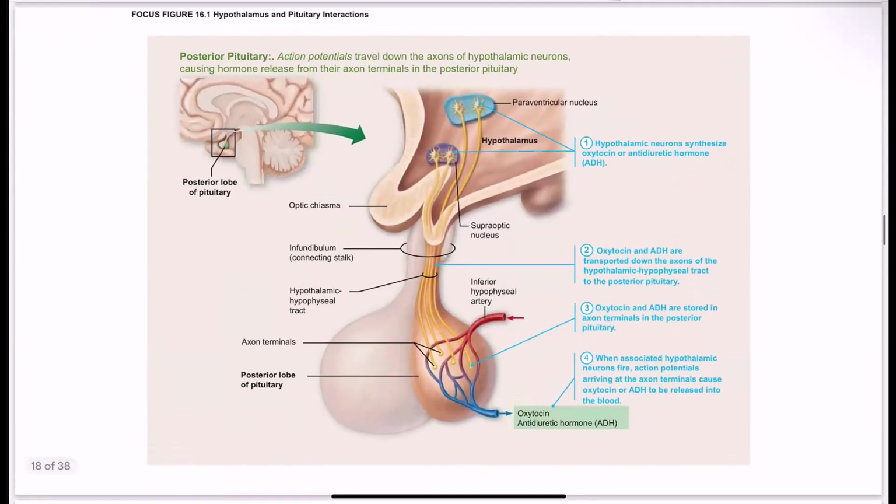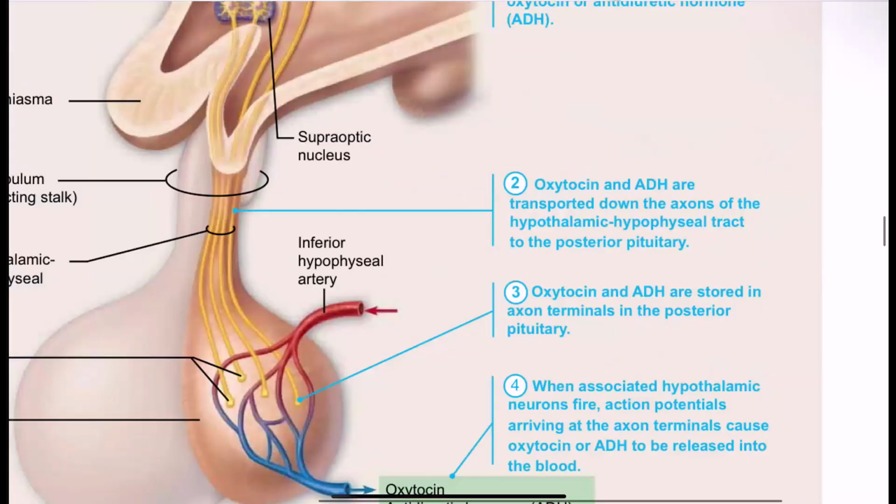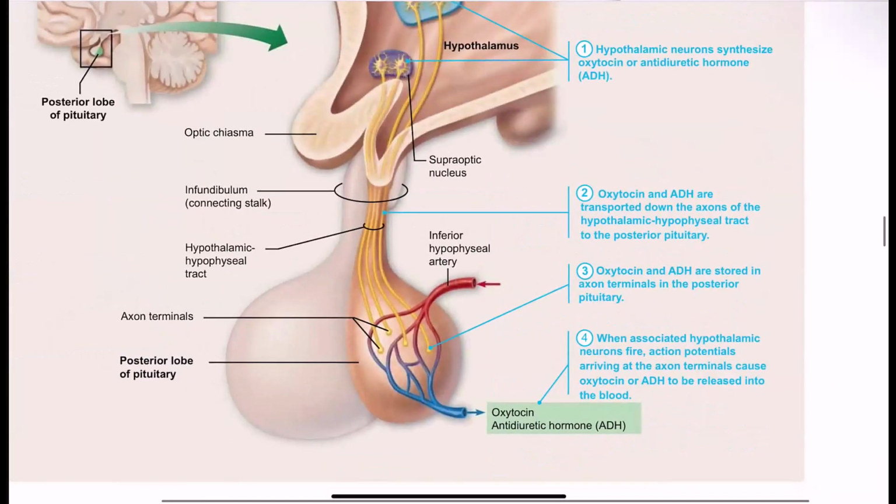The posterior pituitary is mostly neural tissue. So for the purposes of the endocrine system, we care that it can act as storage for hormones. And those two hormones are oxytocin and ADH. I'll highlight these. Oxytocin and ADH.